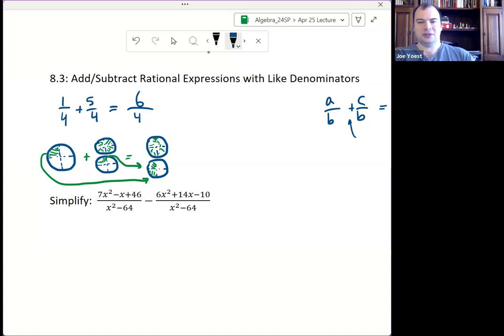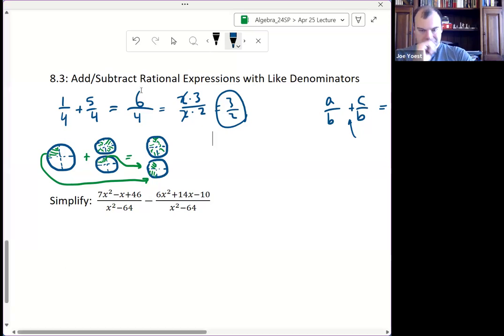And then at this point, 6/4, again, we want to think of this as 2 times 3 over 2 times 2, simplify, and we see that that can simplify to 3/2. I could glue my pieces together and get 3 half pizzas out of this.